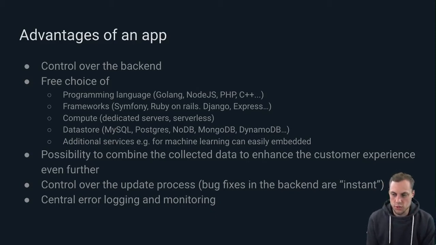You have a free choice of your compute power, basically. So you could use a dedicated server. You can, in theory, host that server at your home on a Raspberry Pi. Probably not the best idea in terms of availability and stuff, but in theory that's possible. You can go serverless, so you don't have to handle any hardware at all, which can be beneficial in a lot of cases. You are free in the choice of data store.